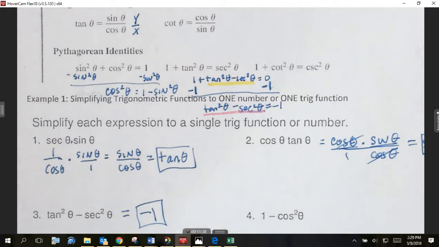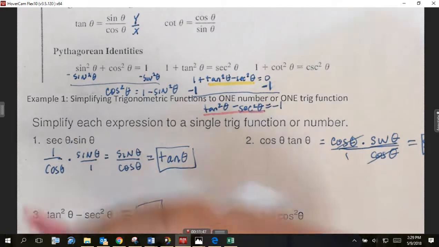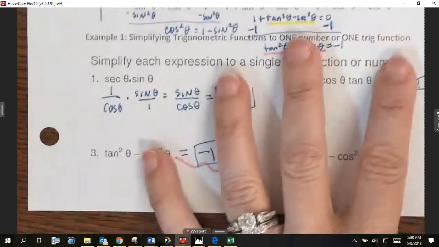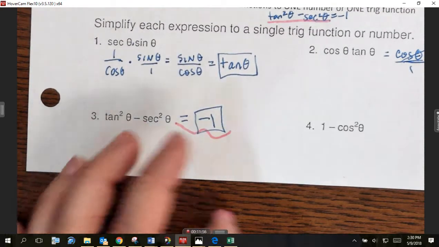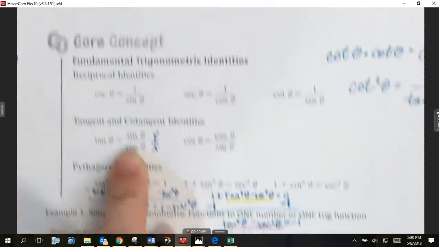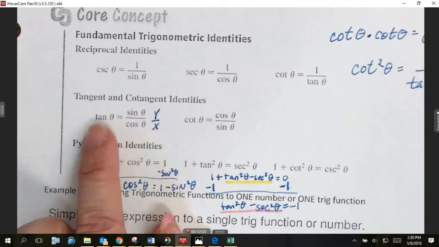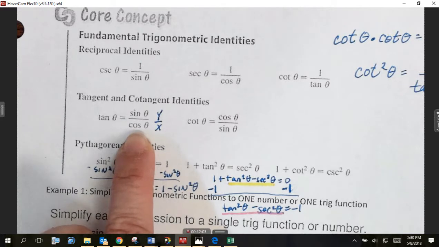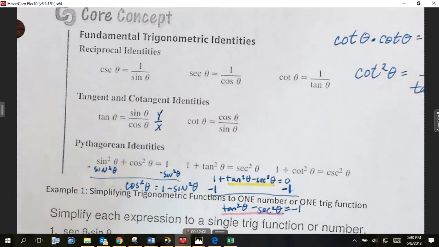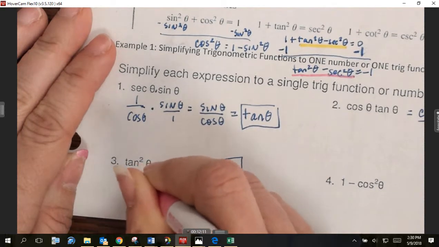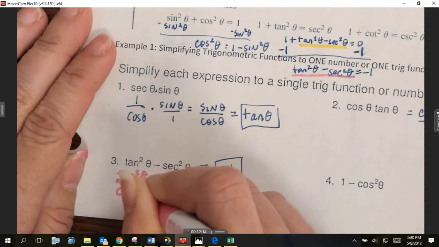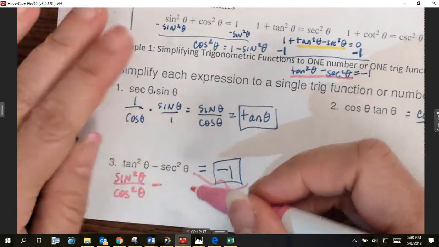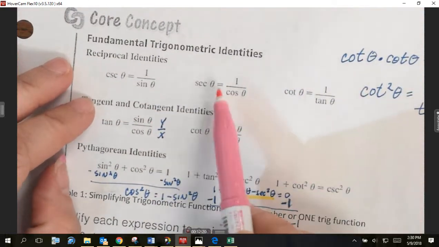Is that way too confusing? Because I got another way to do it. I don't know. Should we do it another way? It's still going to give me the same answer. Let's do it a different way. What's tangent squared theta equal to here? This is tangent theta. What's tangent squared theta equal to? Sine squared theta over cosine squared theta. So if I write this as sine squared theta over cosine squared theta, what's secant squared theta equal to up here? 1 over cosine squared theta.